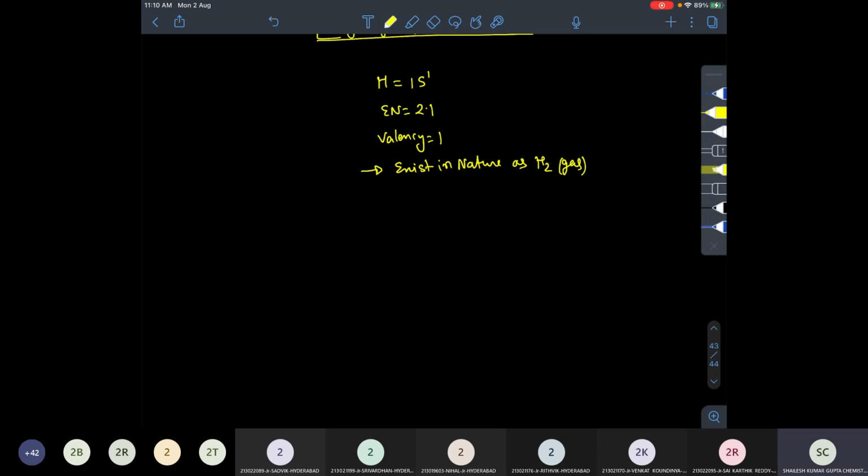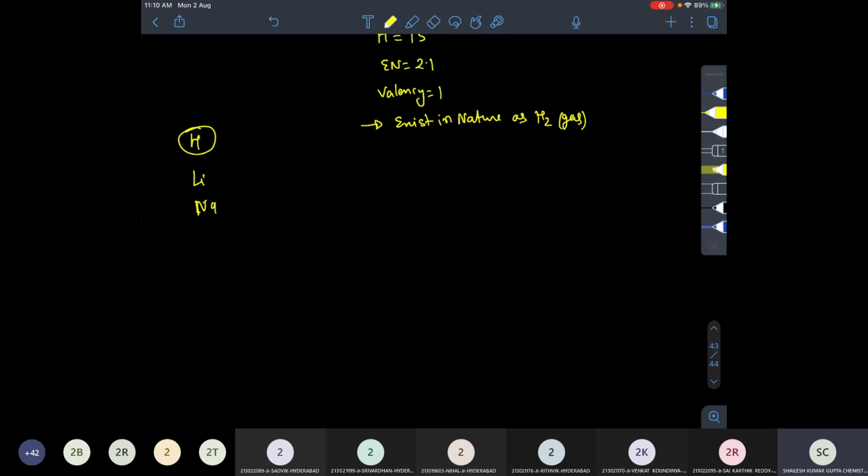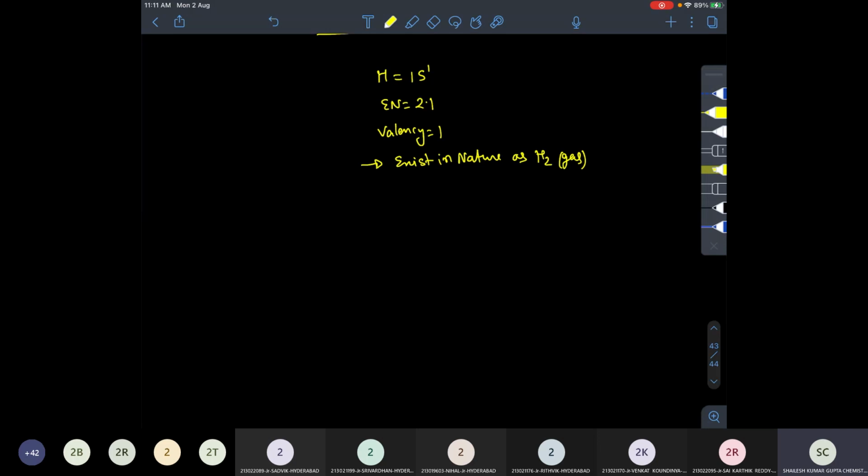All right. Now let's look at its similarity. It was expected to be in group 1, because the outermost configuration suggests that it has one electron. So in the periodic table, you would have seen that quite often it is denoted over here. And in the modern periodic table, you would have seen that it is also kept at the head of the halogens: fluorine, chlorine, bromine, iodine. Because of this abnormal behavior of hydrogen, we are able to place it at both places. So definitely there is similarity of hydrogen with group 1 and group 2.